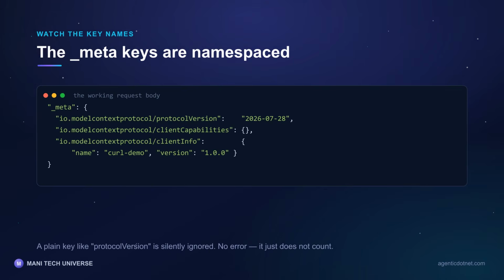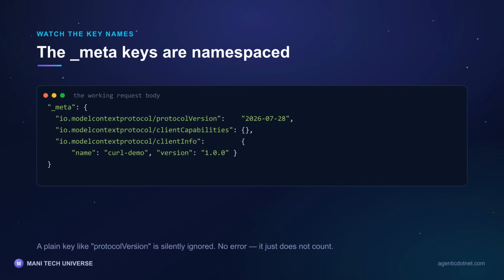And here's the trap inside the trap. Those keys are namespaced. It is not protocol version. It is io.ModelContextProtocol/protocol version. If you write the plain key, you do not get an error message telling you it's wrong. It is silently ignored, and you get back the same complaint about the field being missing while you stare at a request that visibly contains it. That one is very easy to lose 10 minutes to.